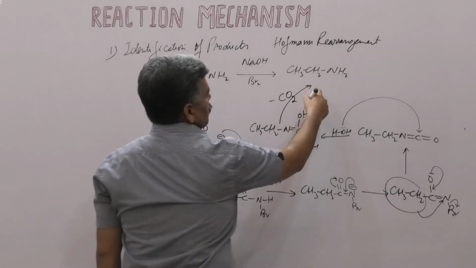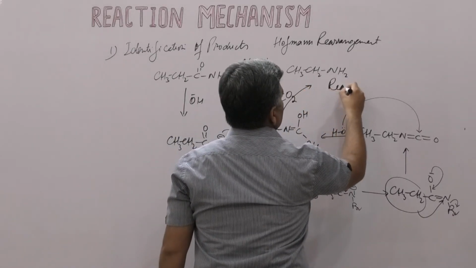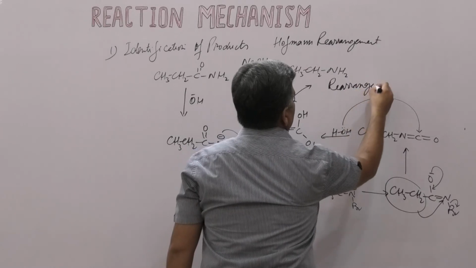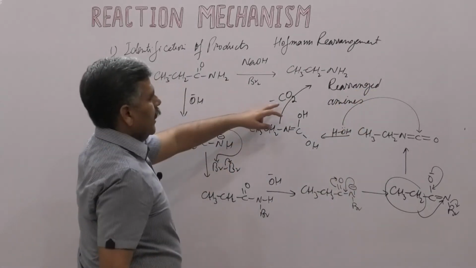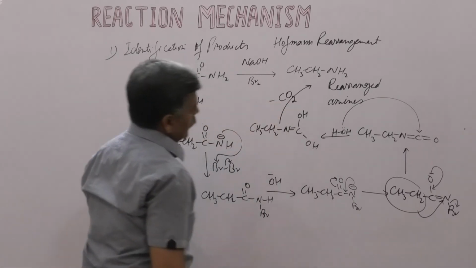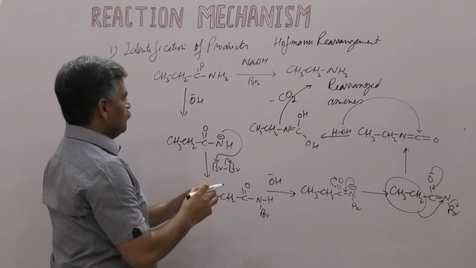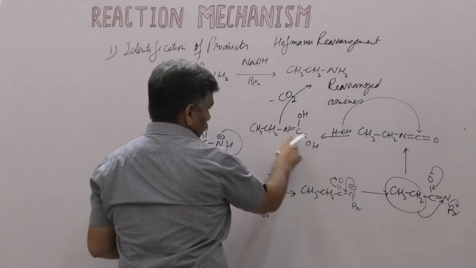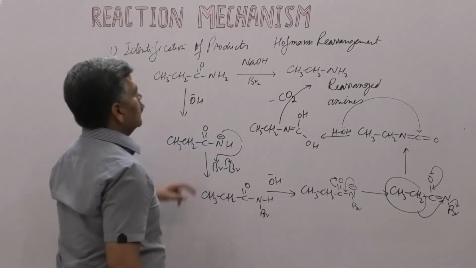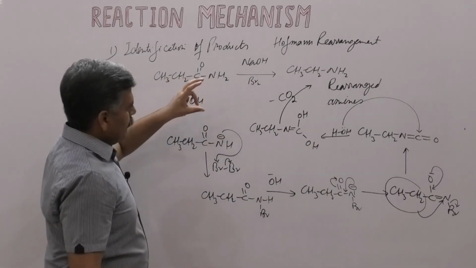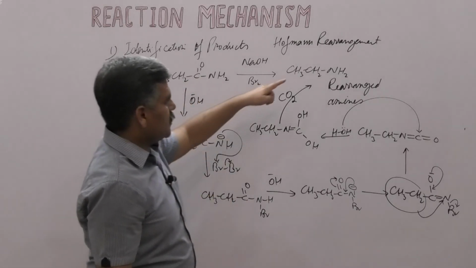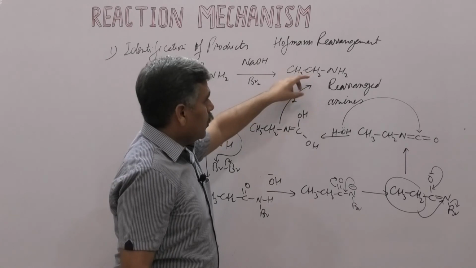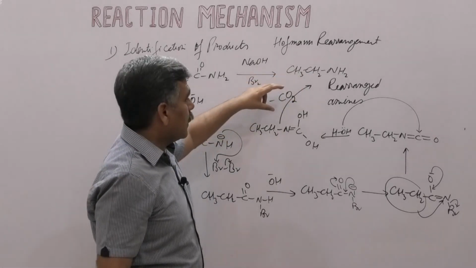We have this rearranged amine, and carbon dioxide is removed in this reaction. It means both these hydrogens are shifted to this nitrogen. This is the acceptable mechanism, because this mechanism actually explains the formation of this rearranged amine, also along with the formation of this carbon dioxide.